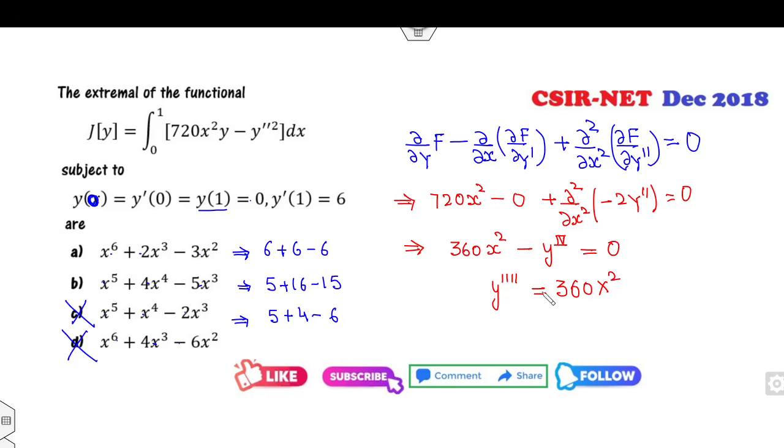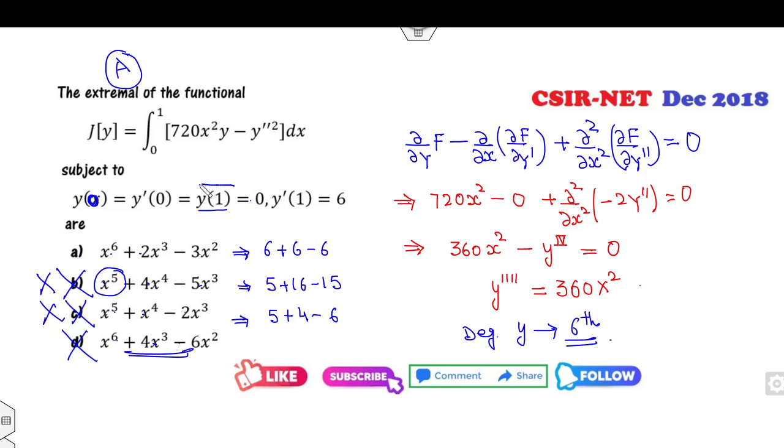Now, if the fourth derivative is a quadratic, what is the degree of y? Degree of y will be sixth degree. Fine. If the fourth derivative is x square, the degree of y will be 6. You can see it's a fifth degree. Cancel out. Only left option A is the right answer of this problem. If you start with this equation, then clearly the second and the third option directly cancel out, and this equation does not satisfy my initial condition.